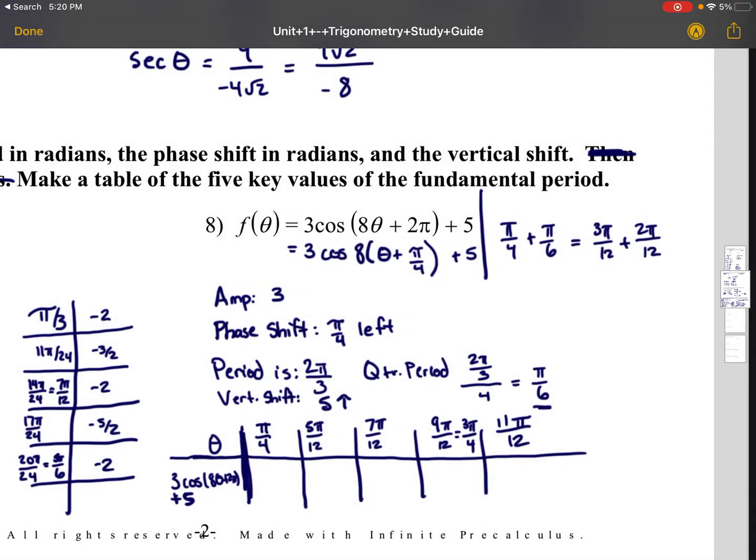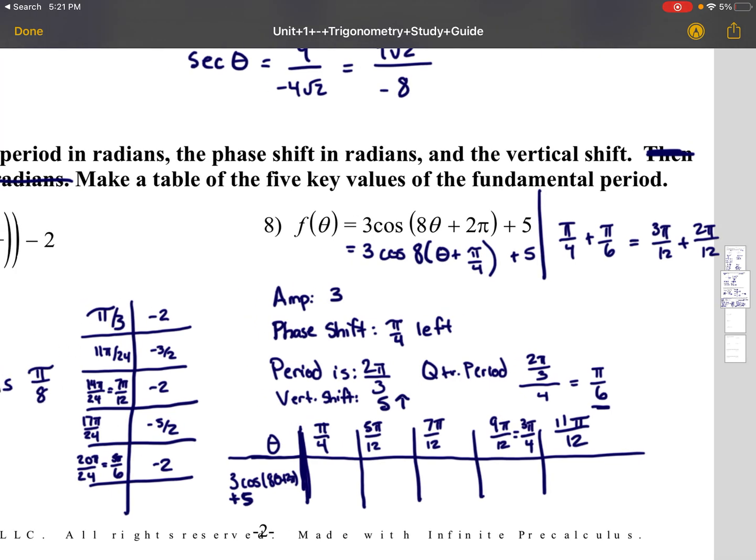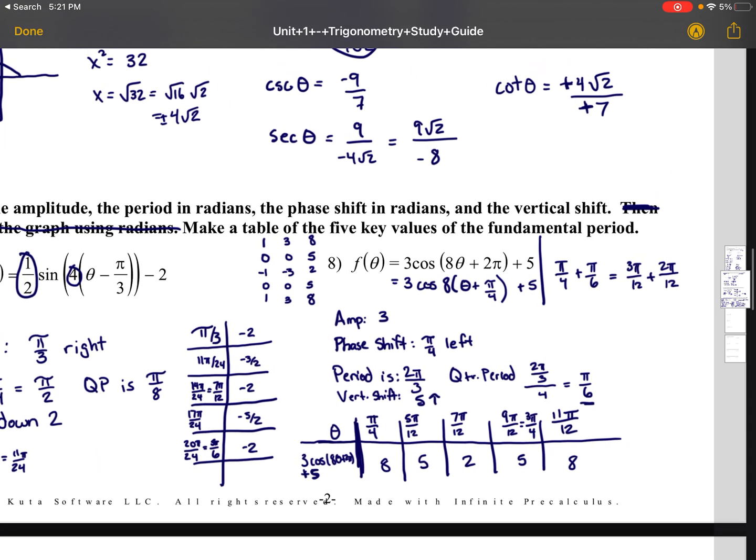And so cosine, remember, the original table for cosine is 1, 0, -1, 0, and 1. So what we need to do is multiply by 3 and add 5. So we're going to multiply by 3, add 5, multiply by 3, add 5, and so on for each value. So we're going to get 8, 5, 2, 5, and 8.